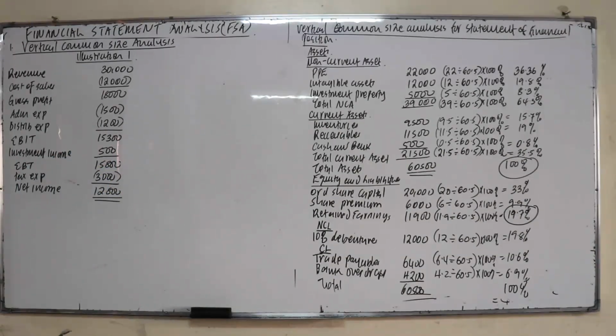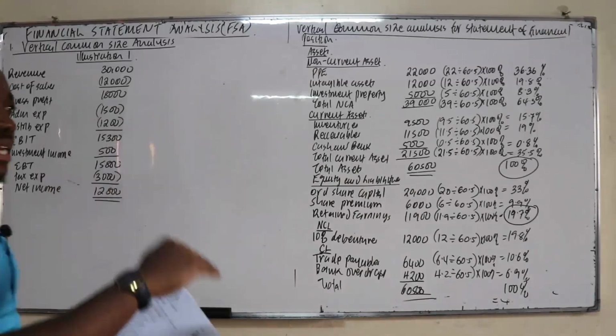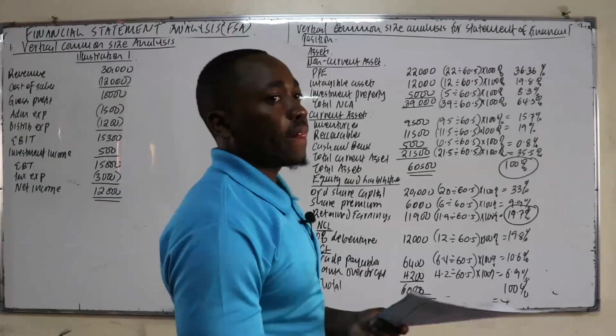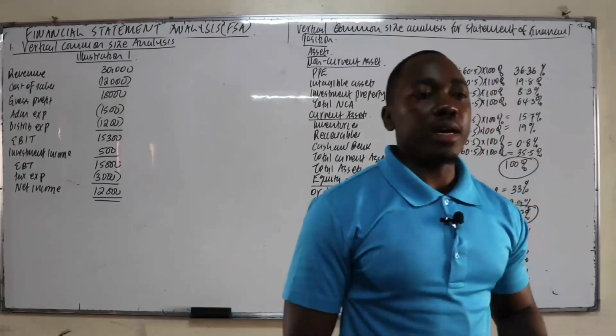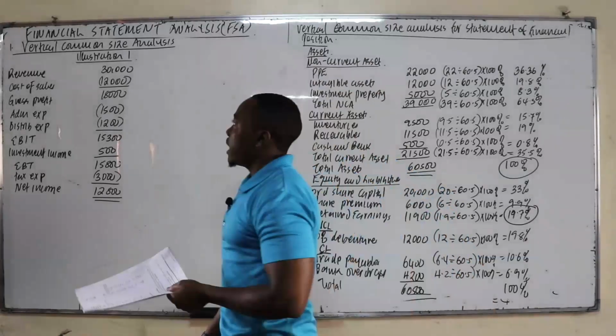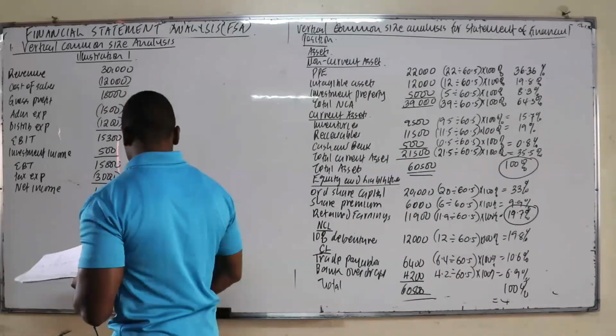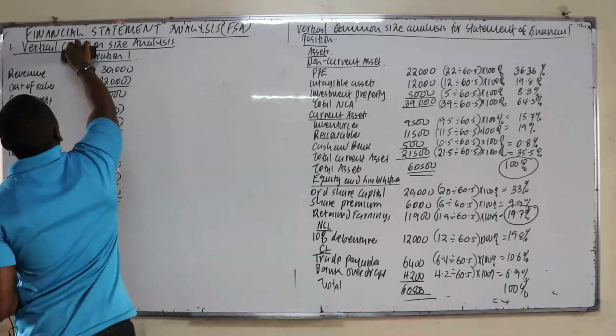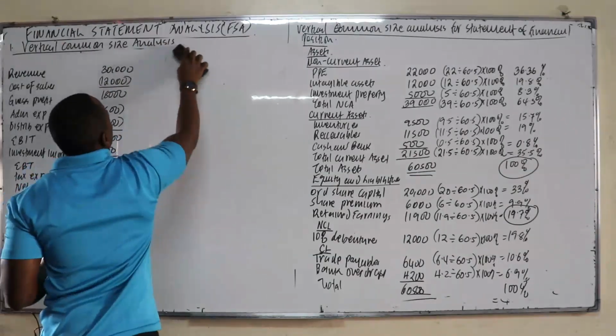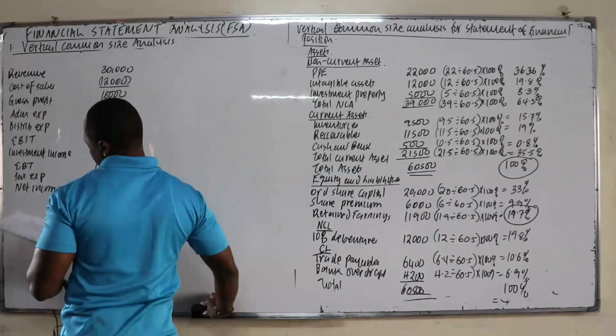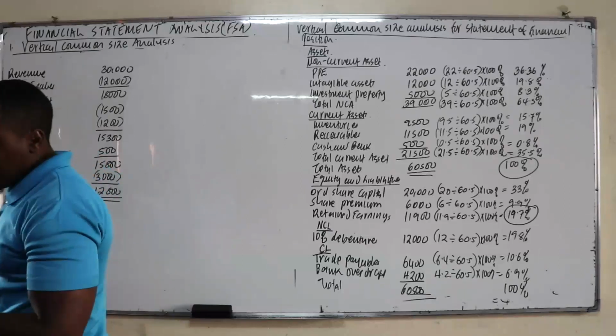Horizontal analysis is also known as trend analysis. Can you underline that? Horizontal analysis is also known as trend analysis. Good. In this case, for you to perform the horizontal analysis, you must have more than one financial year. And in that case, the base year becomes the first period. So now let's do that illustration.